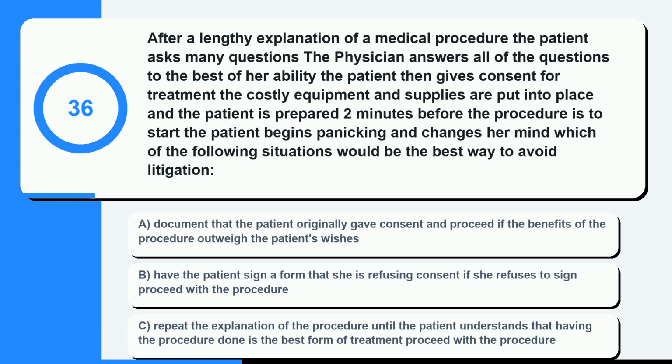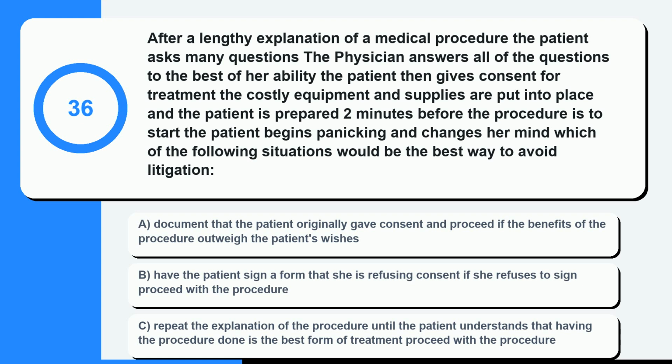Question 36. After a lengthy explanation of a medical procedure, the patient asks many questions. The physician answers all of the questions to the best of her ability. The patient then gives consent for treatment. The costly equipment and supplies are put into place and the patient is prepared. Two minutes before the procedure is to start, the patient begins panicking and changes her mind. Which of the following situations would be the best way to avoid litigation?